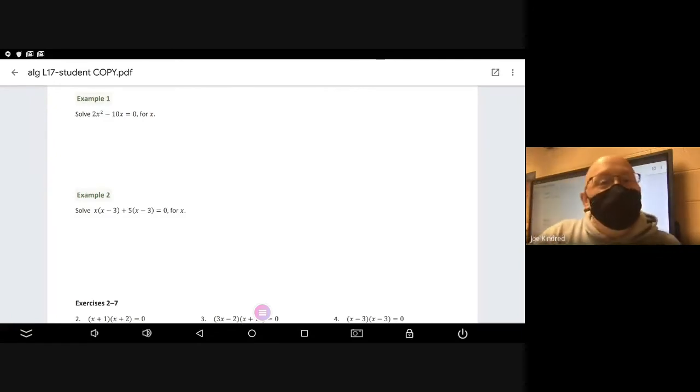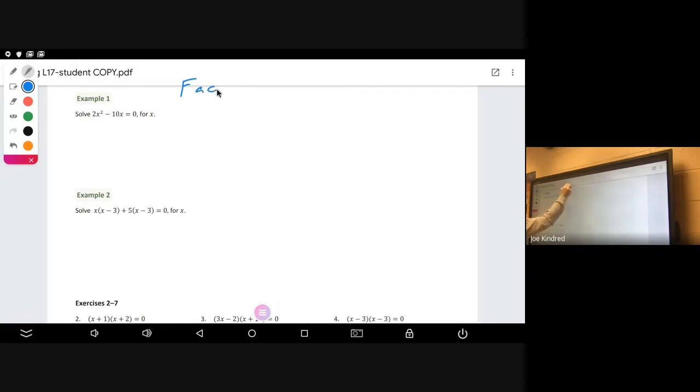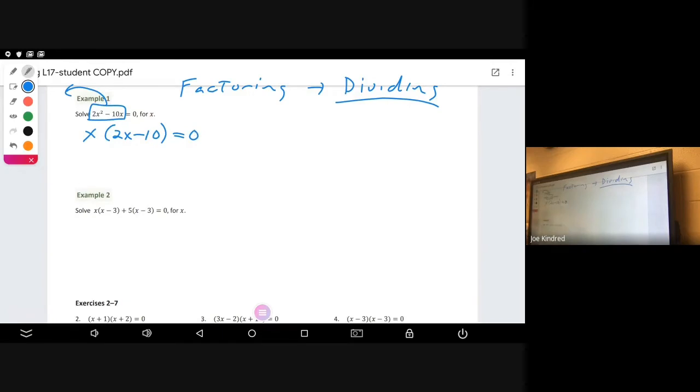All right, here we go. So in this one, it starts different. So I'm going to introduce you to the concept of what's called factoring. When we distribute, that meant we multiplied. And so this idea of factoring means basically you're dividing. So take a look at this part right here. I'm going to divide out, take out an x, and I get 2x minus 10 is equal to 0.